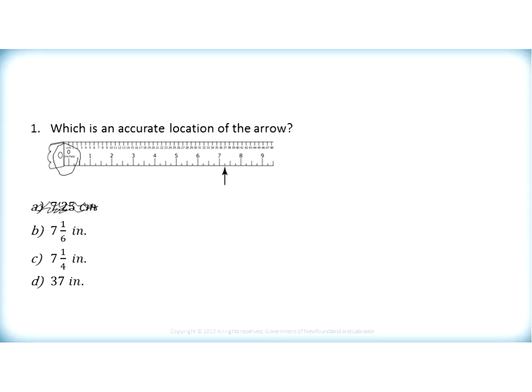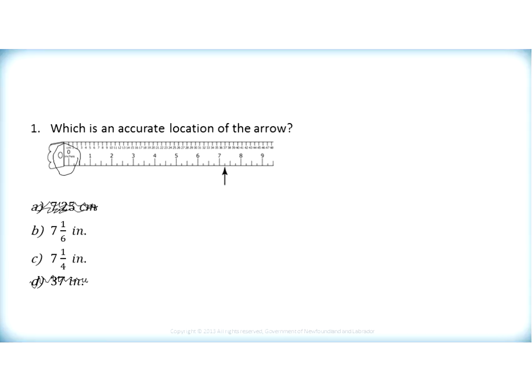Secondly, it's between 7 and 8 on our ruler. So that should eliminate the last one, 37 inches. So it's clearly not 37 inches. It's much smaller than that. So we have two options open to us. We can either have 7 1/6 inch or 7 1/4 inch.